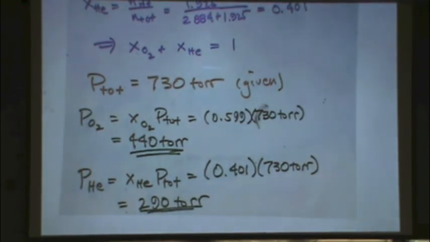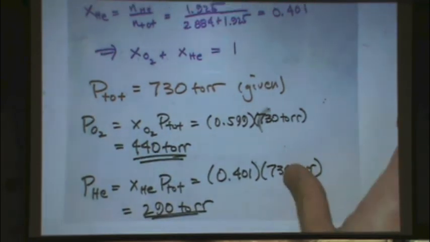Okay. Any questions on that? Yeah. And you can leave it in torr unless the question asks for something else, and I don't think it did. Let's see. Yeah, it doesn't ask for particular units, so just be convenient and leave it where it is. Yeah, so we're going to leave it in torr.